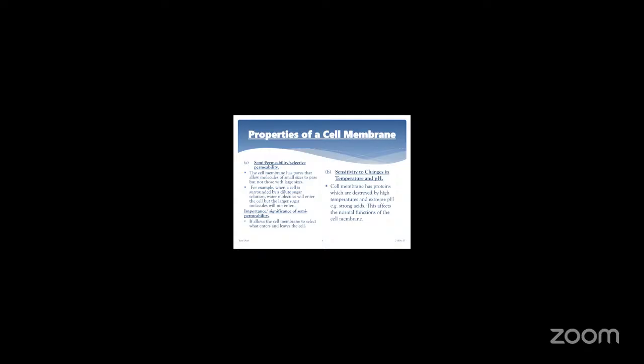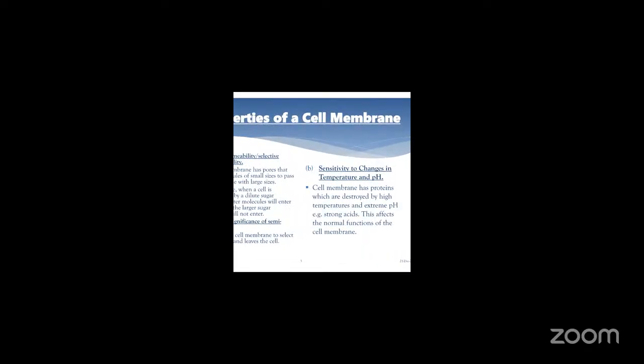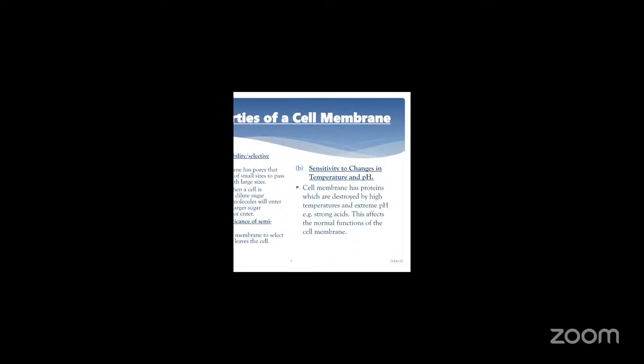Another characteristic or property or feature of a cell membrane is that it is sensitive to changes in temperature and pH. Sensitivity means it can be affected by something. When you say that something is sensitive to something, it means it can be affected either positively or negatively. But in this case, the cell membrane has a very negative sensitivity when it comes to temperatures and pH.